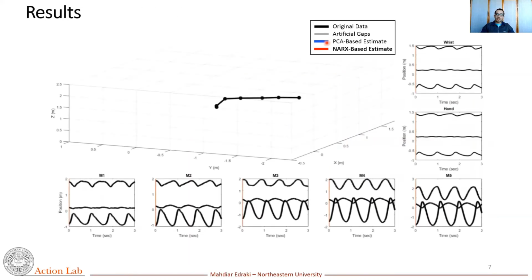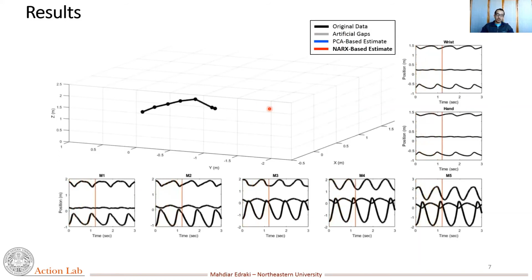So let's look at the results from the gap filling approaches. As before, black is the real marker position data that is known to us and to the algorithms. Gray is the artificial gaps we introduced that the algorithms, both the PCA-based and the NARX-based, have to estimate. However, we know where the real marker should have been because we artificially introduced those gaps. And so blue data points correspond to the estimated output from the PCA-based approach, and red lines correspond to the estimated marker positions from our proposed approach.